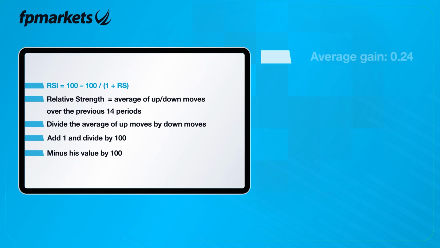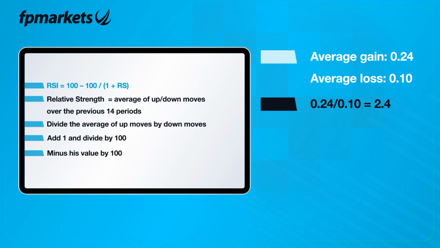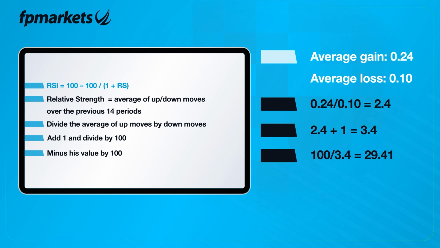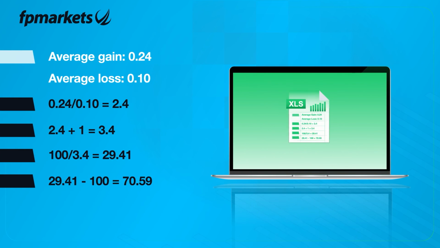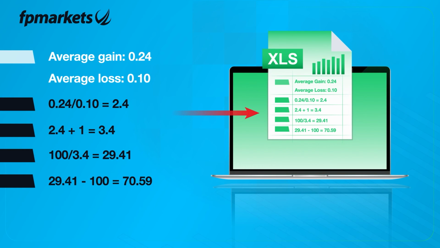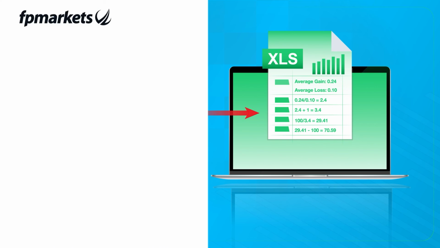As a quick example, assume the average gain is 0.24 and the average loss is 0.10. Dividing the two values gives an RS of 2.4. We then add 1 to this value to give 3.4. Subsequent to that, we divide 100 by 3.4 to give approximately 29.41, and then minus this value from 100 to give an RSI level of 70.59 rounded. Nevertheless, it's recommended to use Excel to compute this calculation as it runs more precise figures.